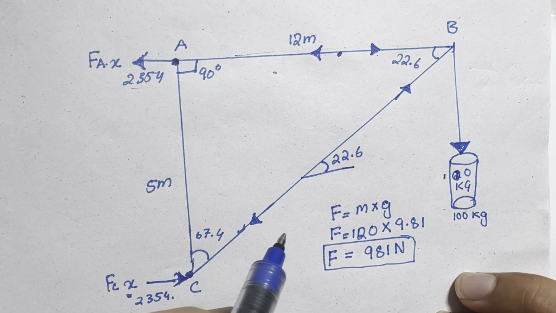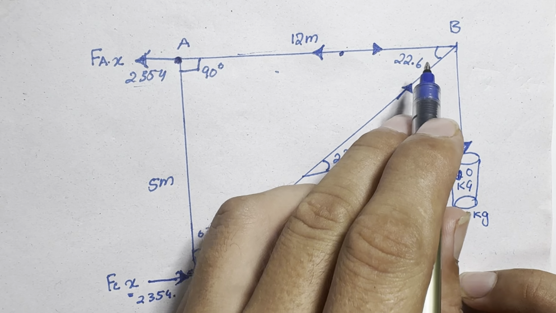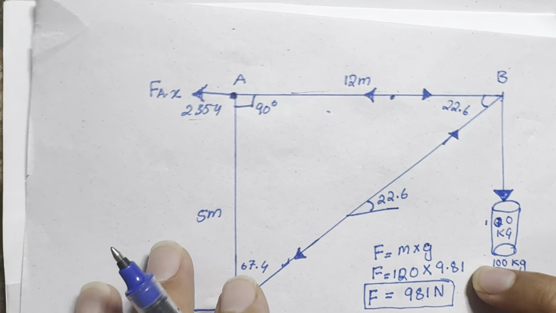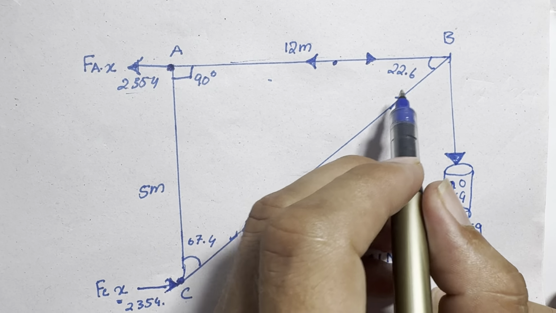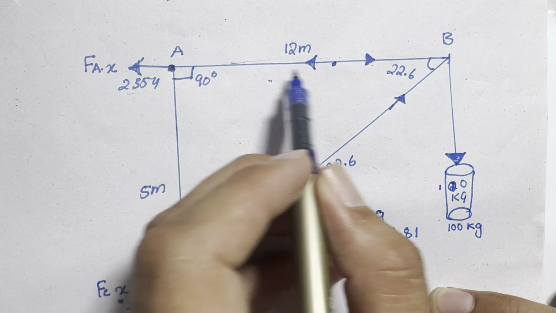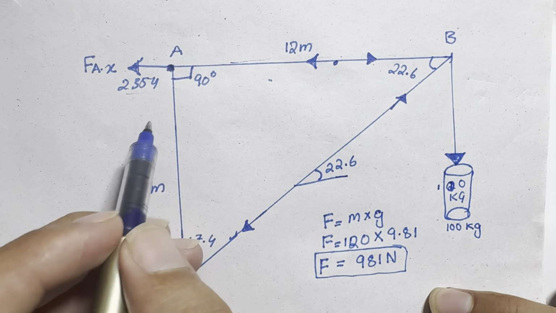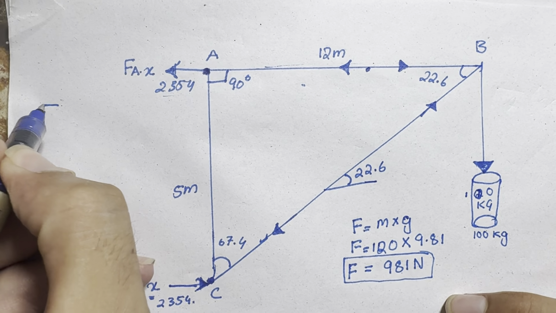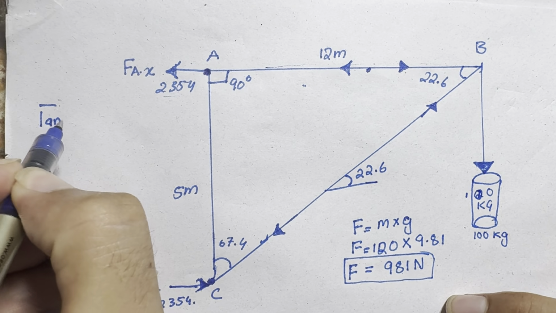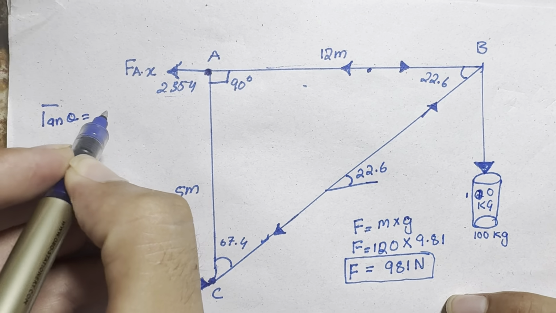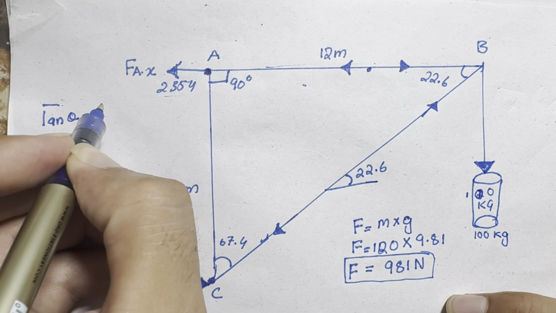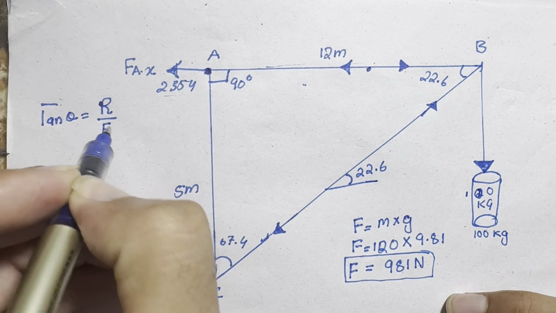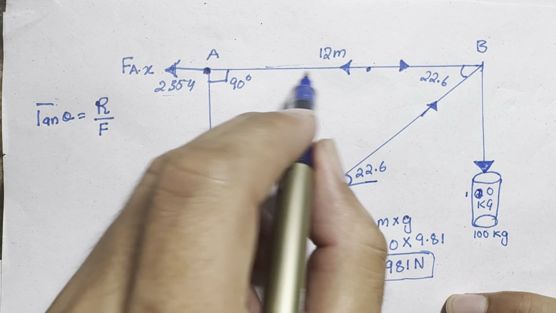Now first of all we have to find the angles between these members. So how can we find these angles? It is very easy. If I require this length and this length, it can easily be found. So I know that tangent theta equals rise or perpendicular divided by fall. This is rise and this is fall.